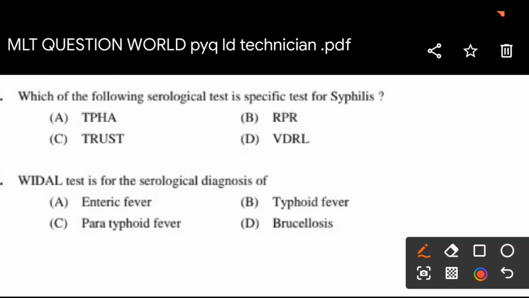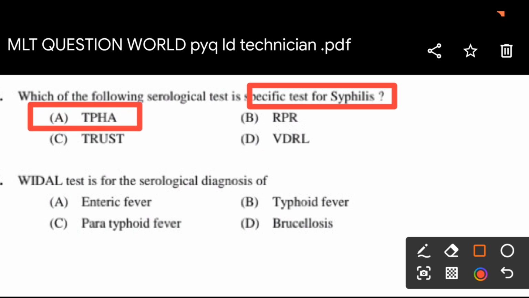Next, which of the following serological test is specific test for syphilis? TPHA, RPR, TRUST, VDRL. Which one is a specific test for syphilis? TPHA. The others are non-specific test for syphilis.